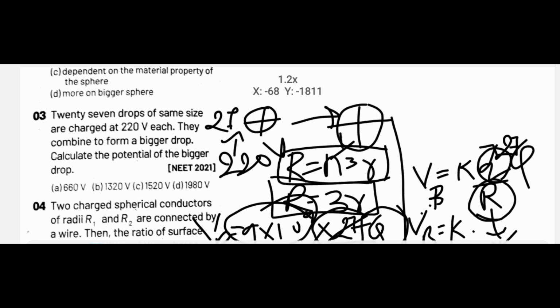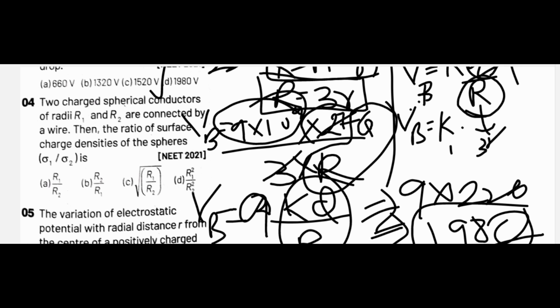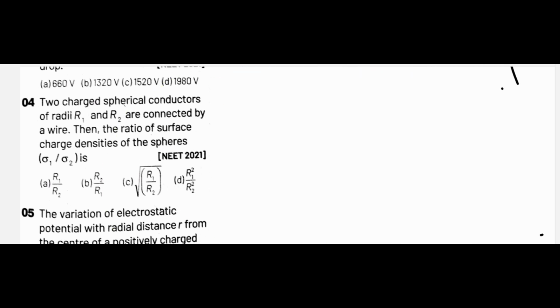So the answer for the third question will be option D. Yes, moving on to the next question, that is the fourth question. Two charged spherical conductors of radii R1 and R2 are connected by a wire. Then the ratio of surface charge density of the spheres, that is sigma 1 and sigma 2, is?